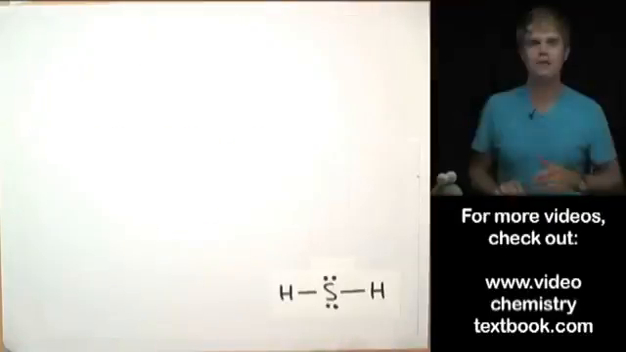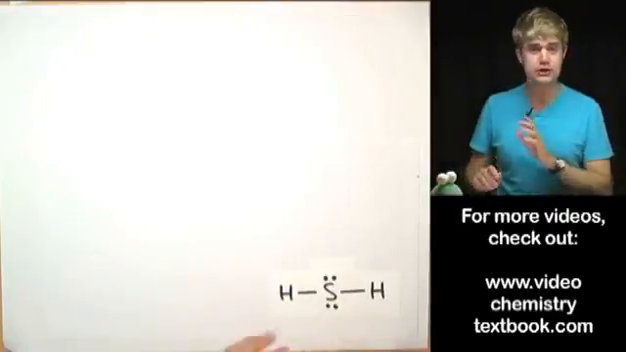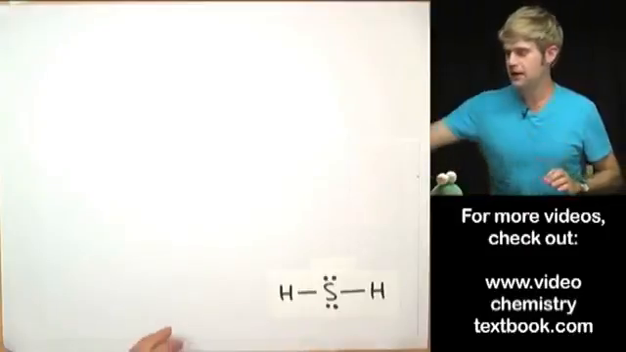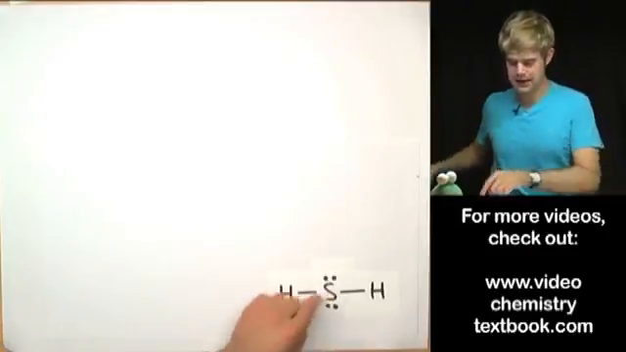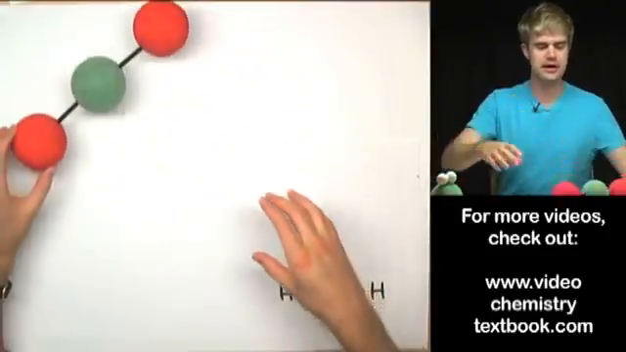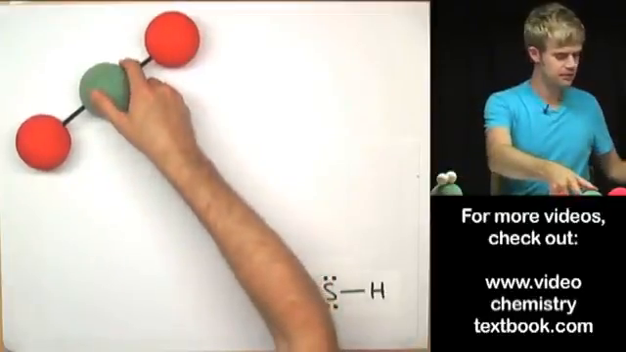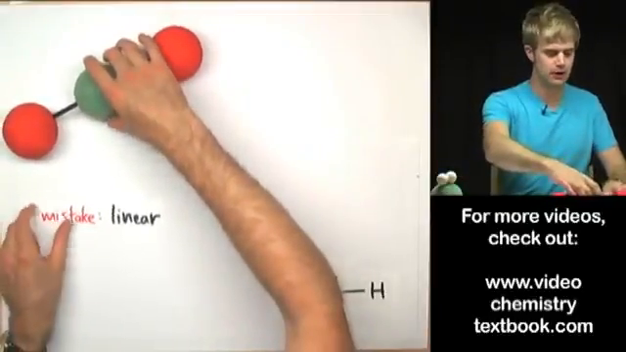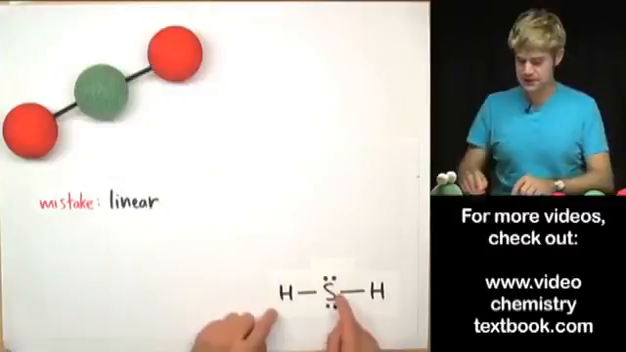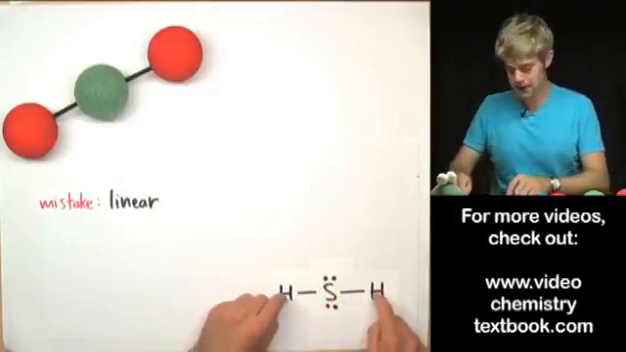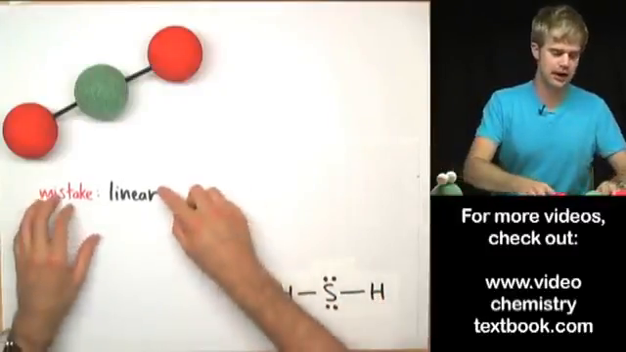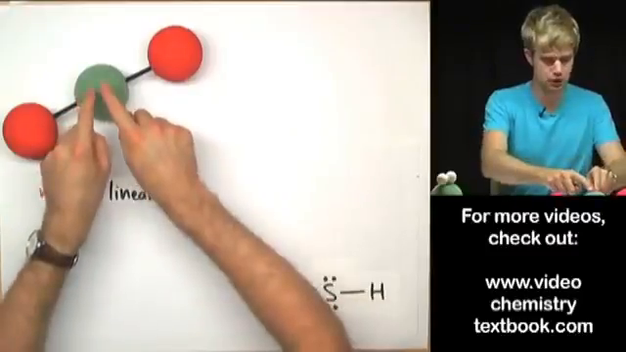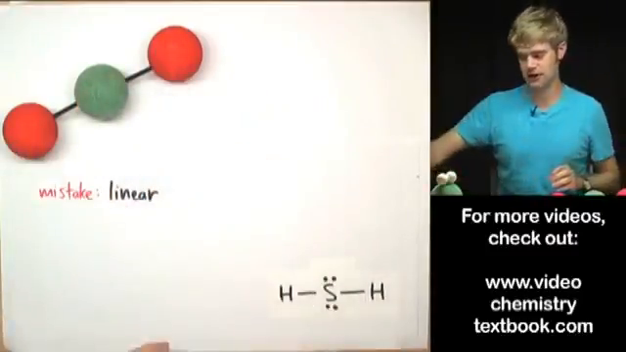Let's look at some more. Okay, SH2. A big common mistake that people make is they look at this molecule and they say it has this shape. It's a linear molecule. And I think they do that because they see 1 atom in the middle and 2 atoms on either side. So they say, okay, a linear molecule would make sense. Here's 1 atom in the middle, 2 atoms on either side.